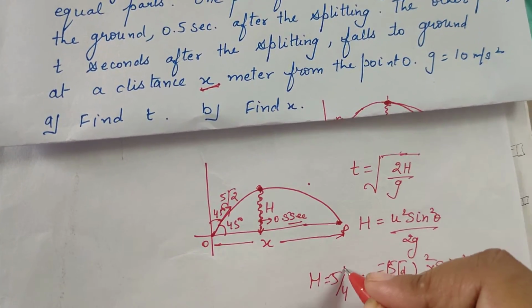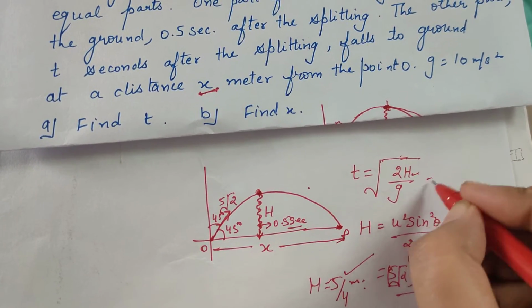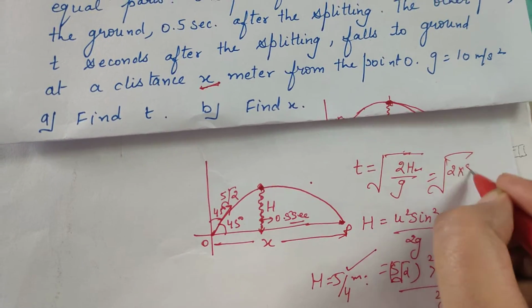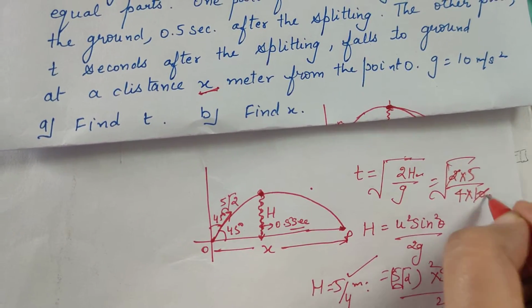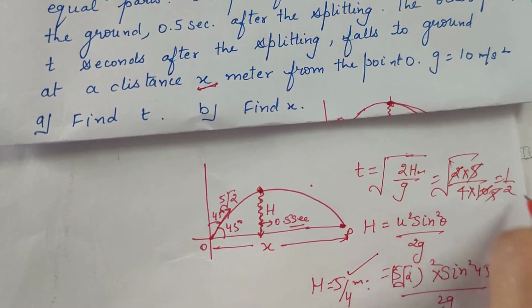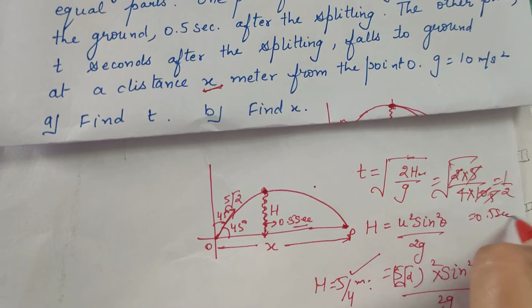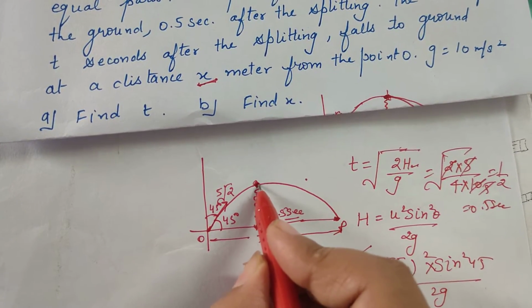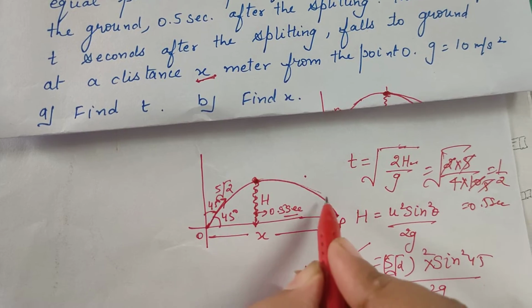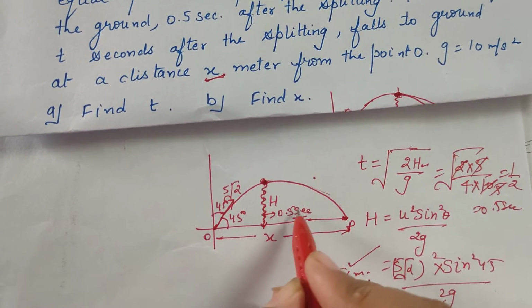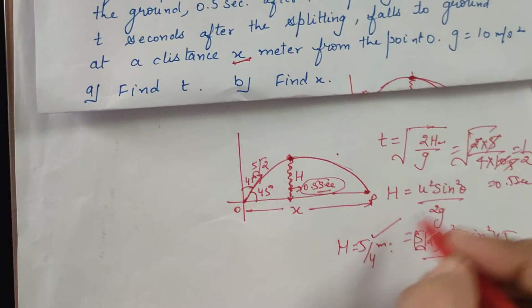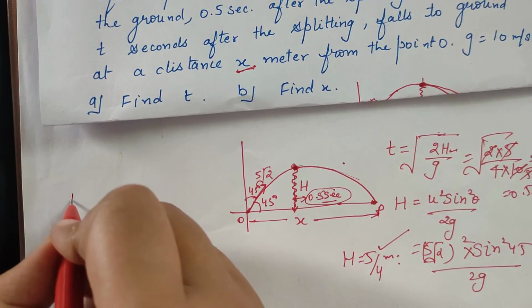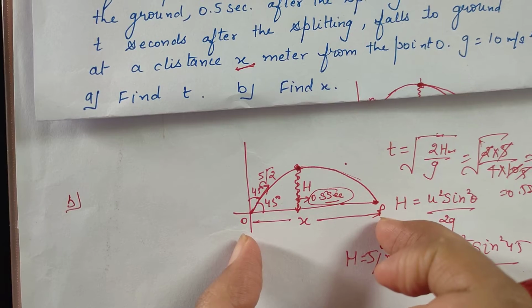So you can put this height here: 2 into 5 by 4, over g, which is 10. So this is going to be 1 by 2, that is 0.5 second. So the part which is following the parabolic path will take 0.5 second to reach the ground. You can use this logically also, no need to calculate all this. The second part is that you have to calculate this distance x.